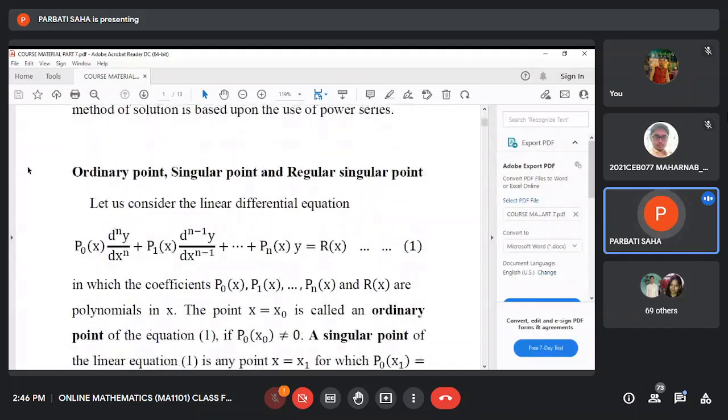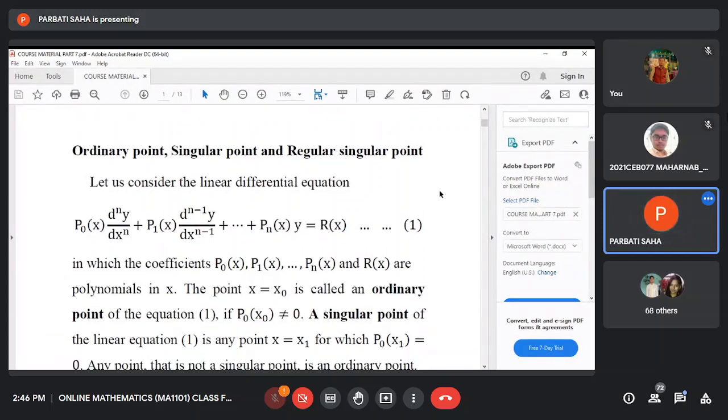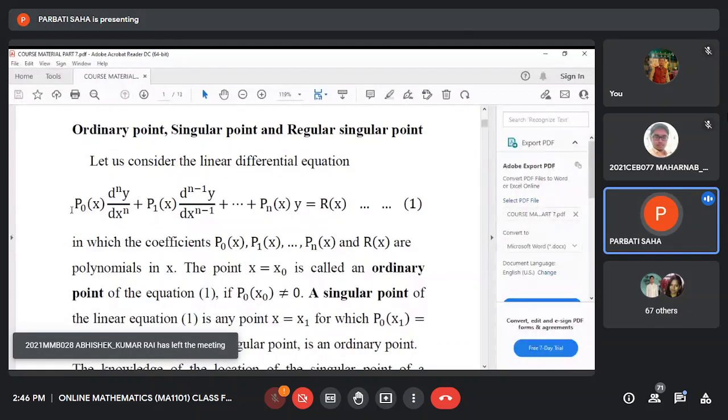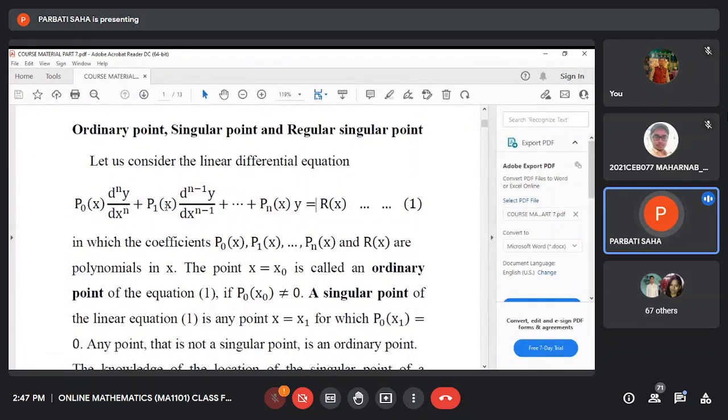We first define ordinary point, and then we will define singular point and a special type of singular point which is called regular singular point. We consider this differential equation, where the coefficients P0x, P1x, P2x, Pnx are all polynomials in x. That means these are variable coefficients. Also Rx is a polynomial in x.